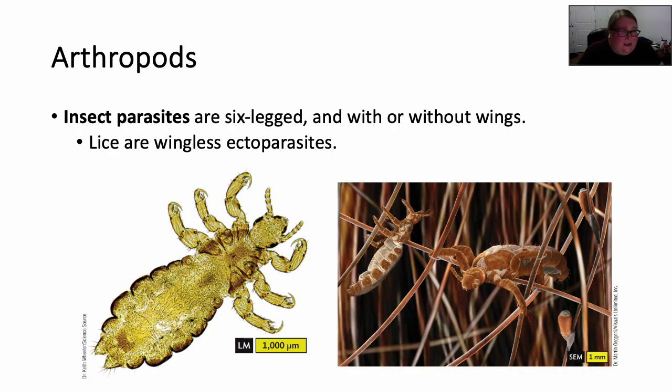Now, we have the insect parasites. These are all going to be six-legged, and they're going to have wings or no wings. Lice are what we call a wingless ectoparasite. They're going to feed on things on your skin. There's a lot of different parasites out there. We're only talking about a select few.